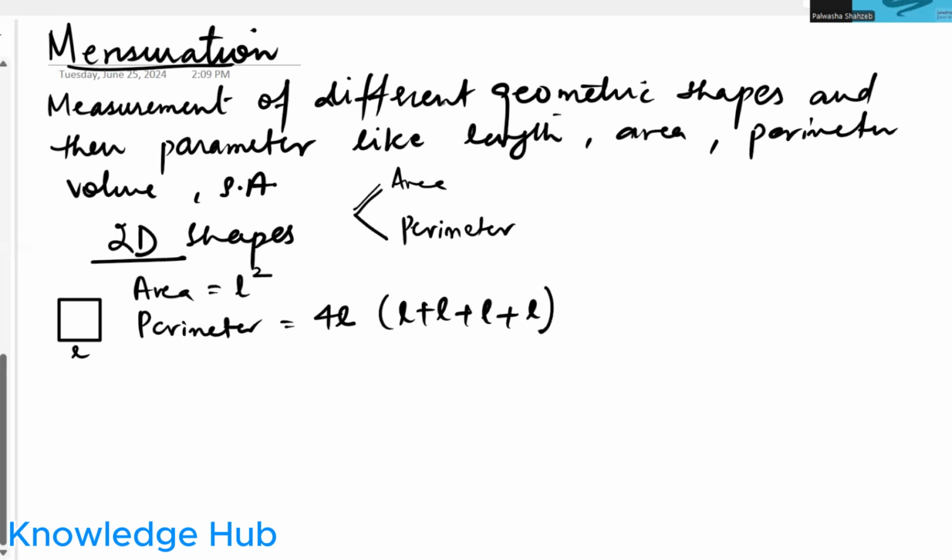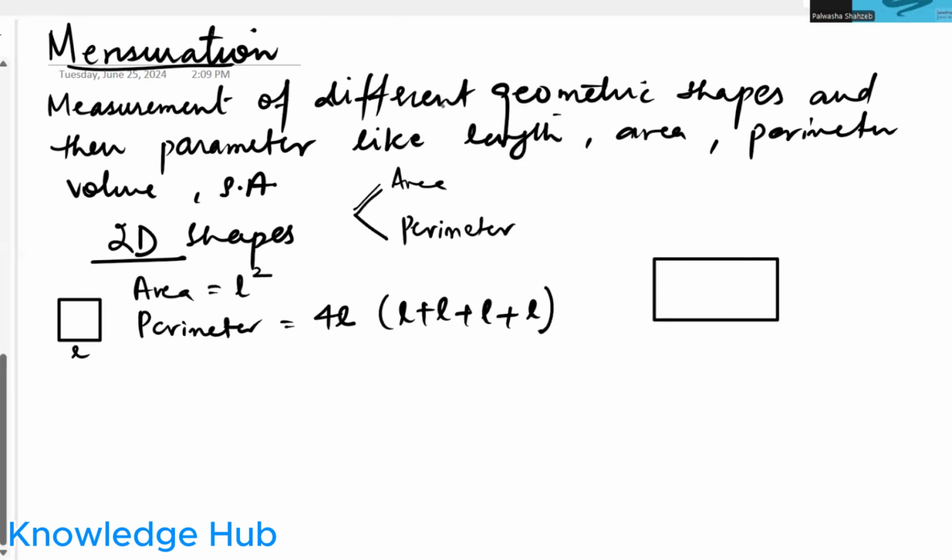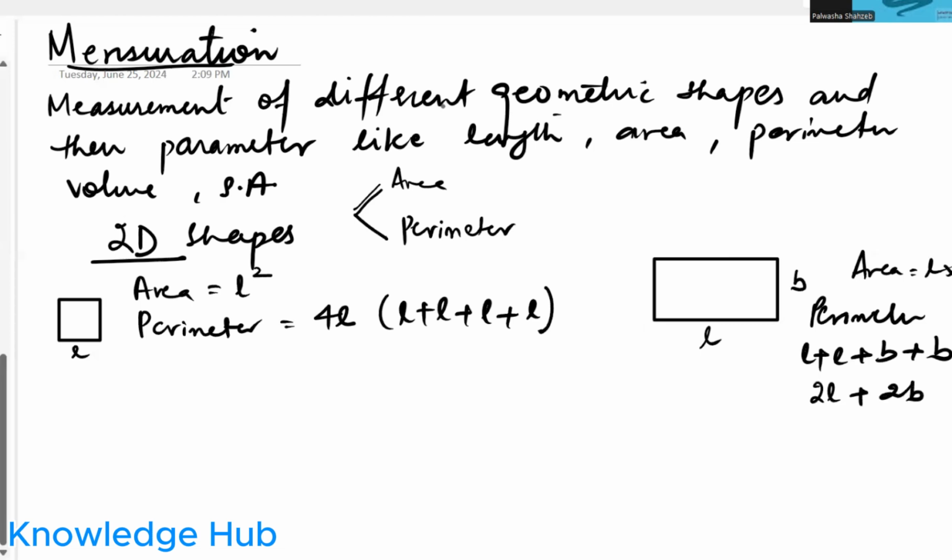Now, after the square, let's talk about a rectangle. Let me just make a rectangle for you. All right, so this is a rectangle, right? You know that this is length and breadth. So again, the area is the space inside an object and the perimeter is the outer boundary. For the area of a rectangle, we have the formula length times breadth. And for perimeter, we have L plus B plus L plus B, as it has 2 lengths and 2 breadths. So it will be 2L plus 2B. Or you might see it somewhere like this: 2 times (L plus B).